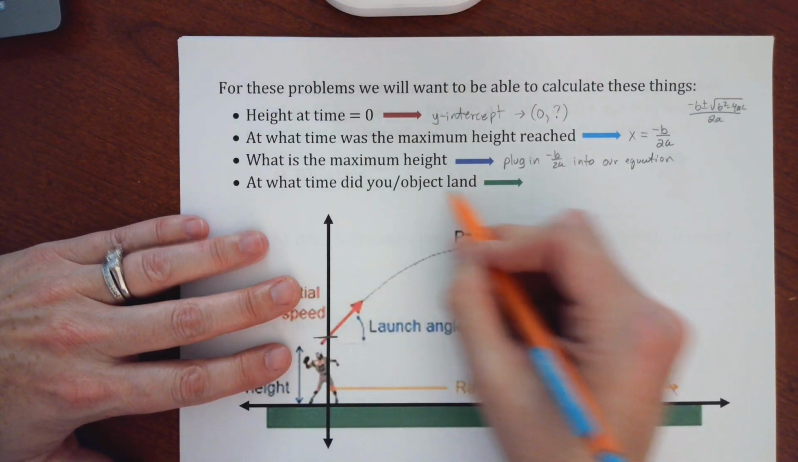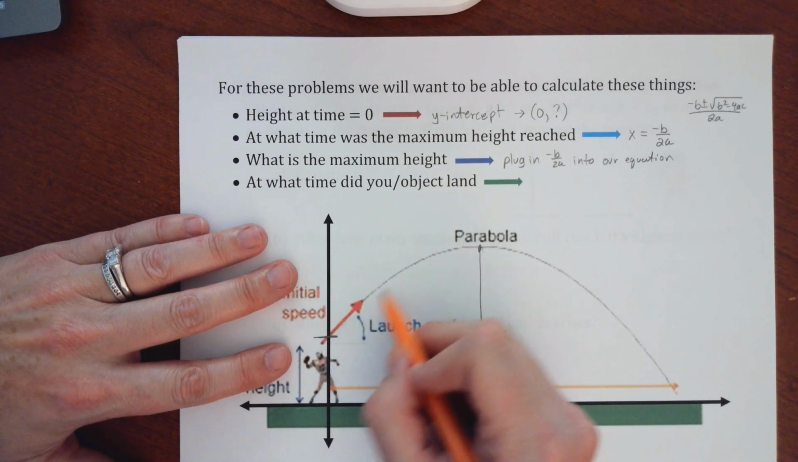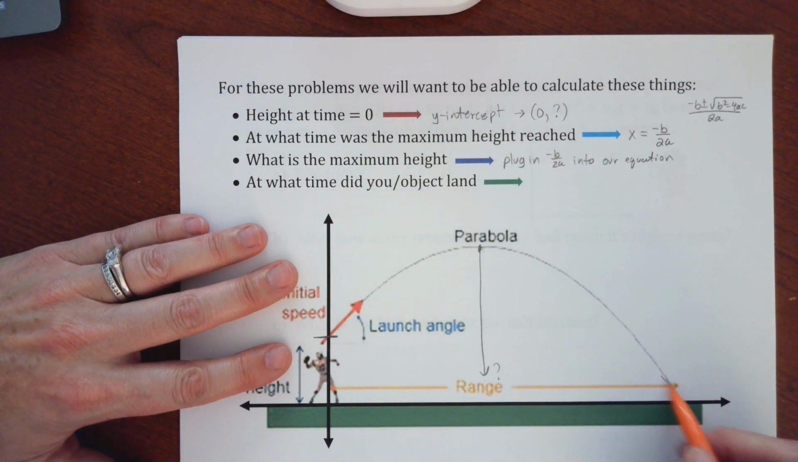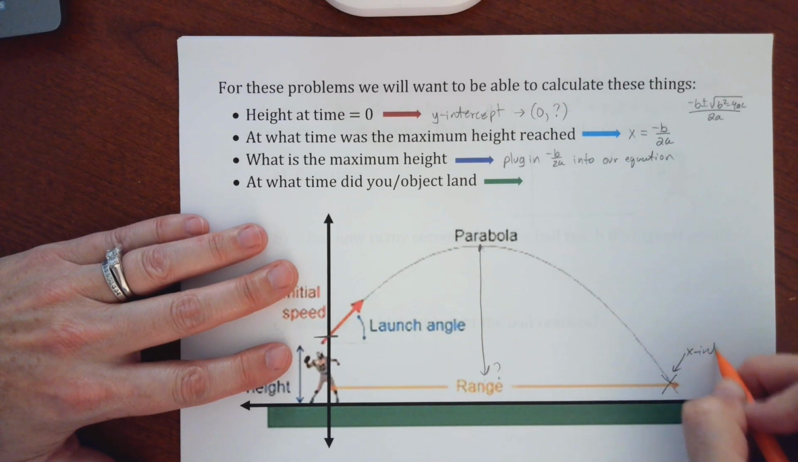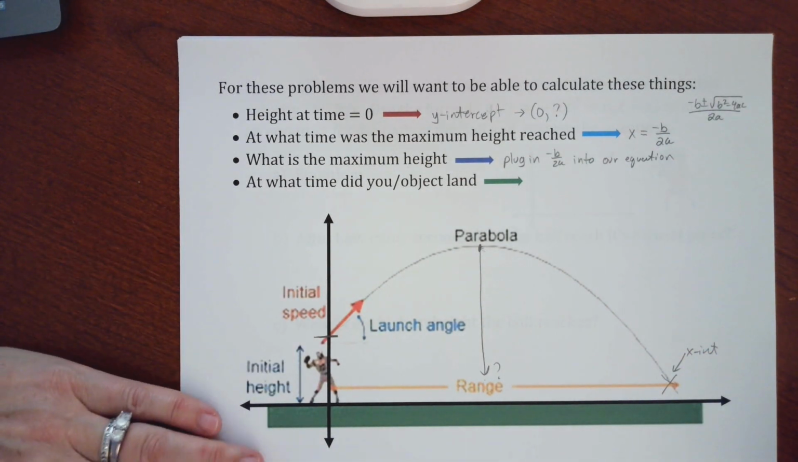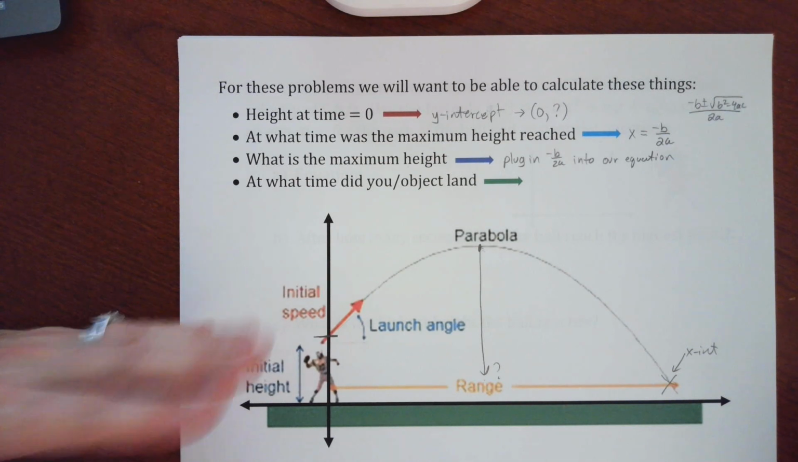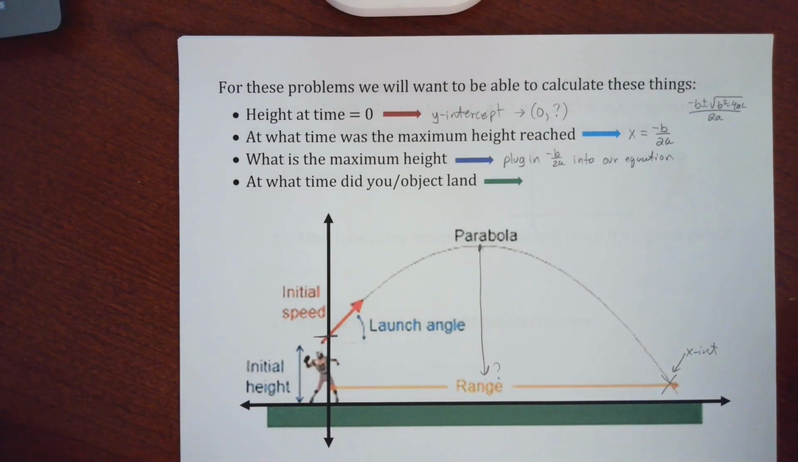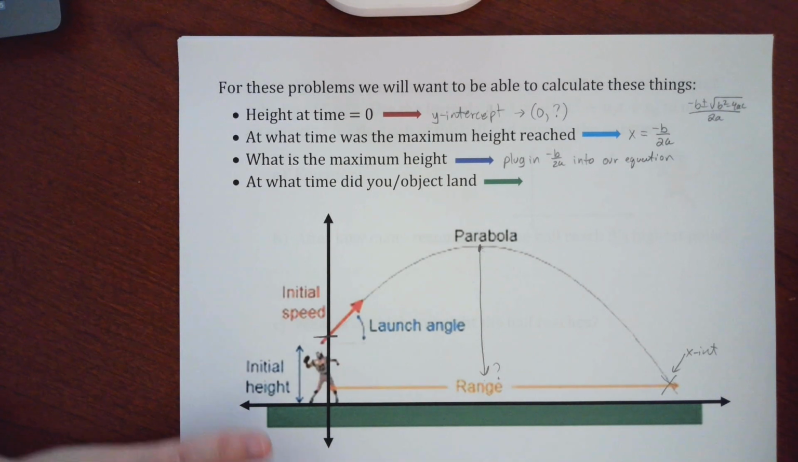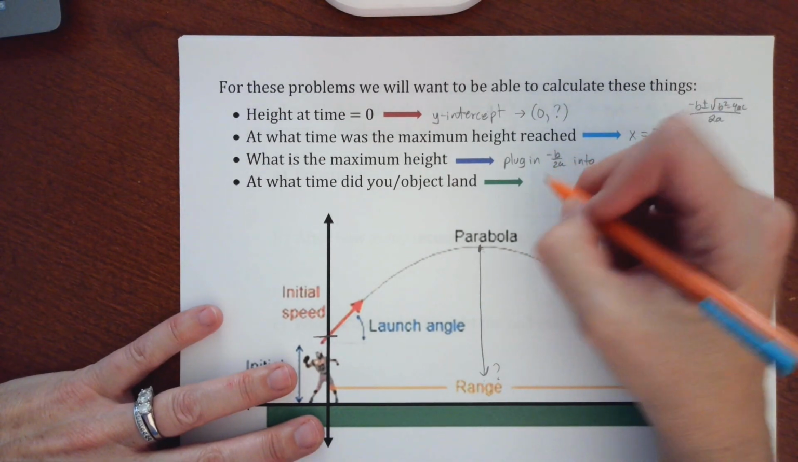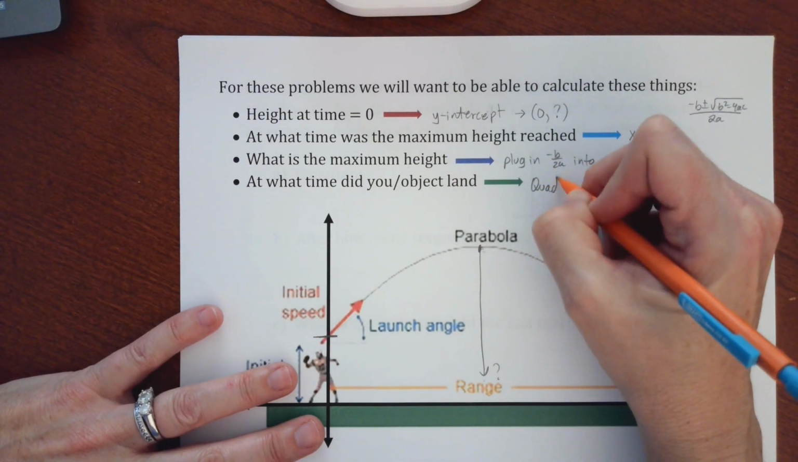All right, and then what time did you land? So look over here when this thing lands right there. That right there is an x-intercept. And so to find an x-intercept, you could do one of two things, or many things. You could solve by square roots, you could do the quadratic formula, you could factor, but a lot of these problems are going to have decimals and they're not going to be able to be factored really easily or at all. And so we're going to be safe and we're going to just use our quadratic formula.